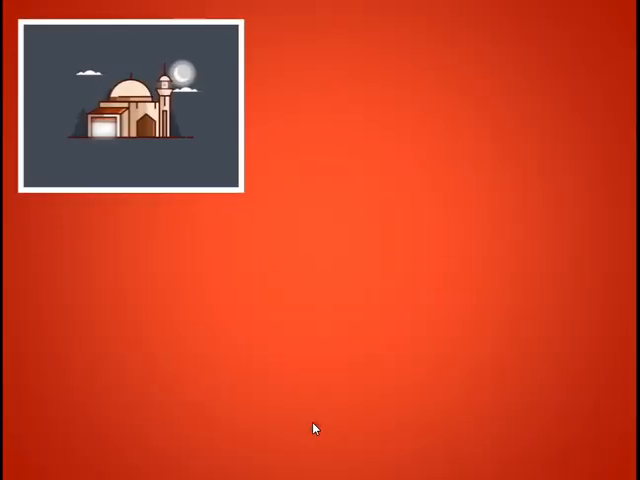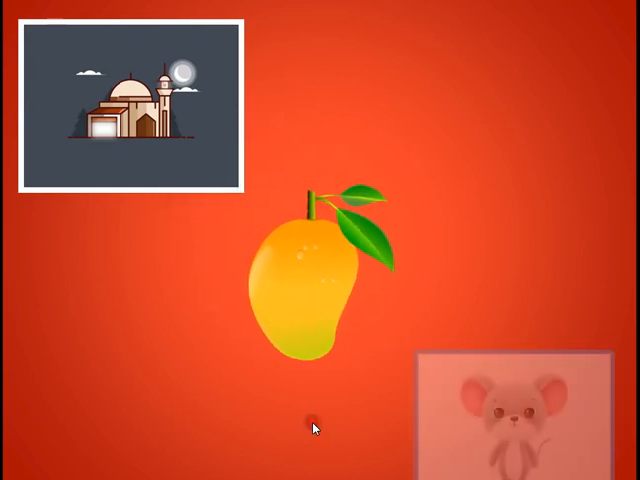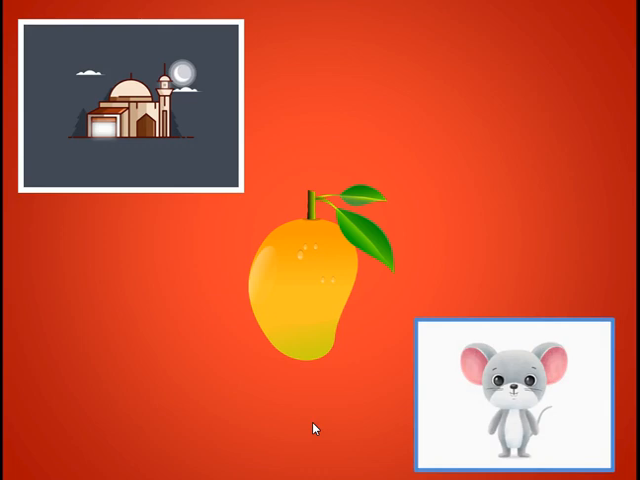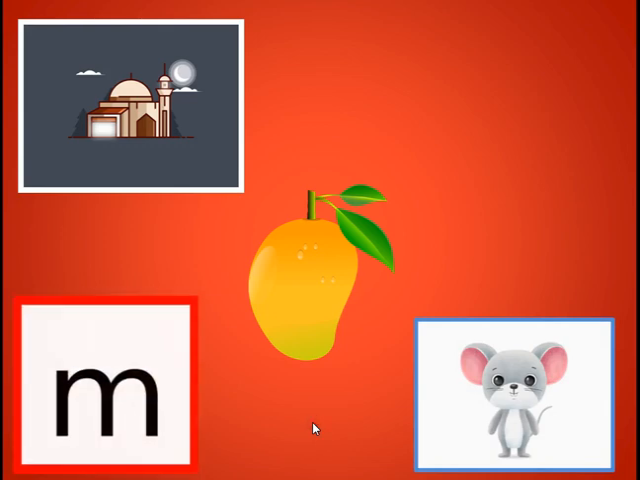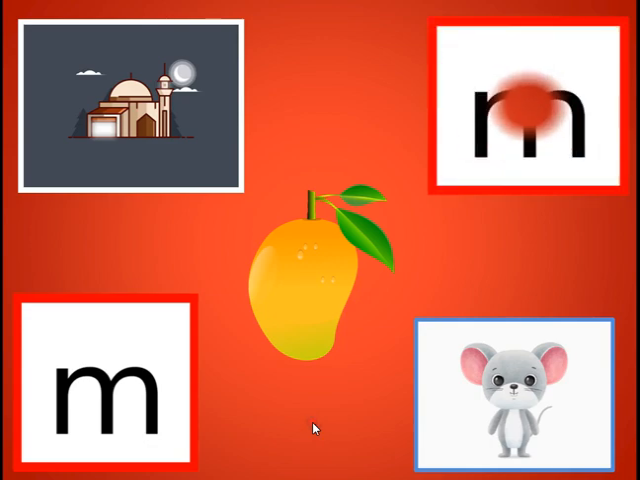Mosque and masjid, mango and mouse. M mouse, M mango, M mosque and masjid. This is the letter M.